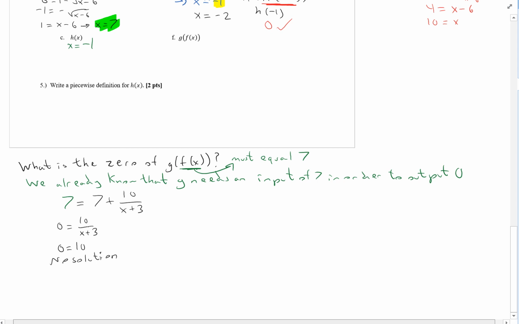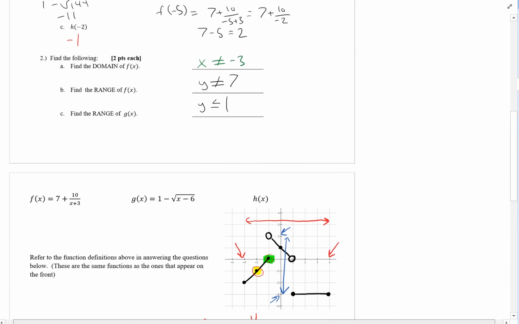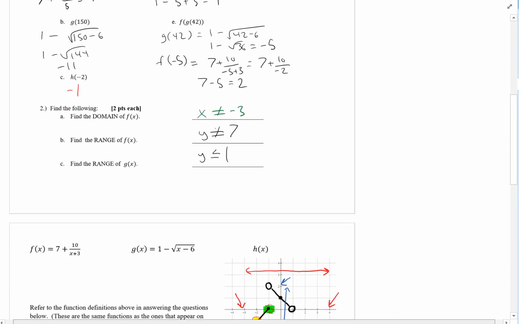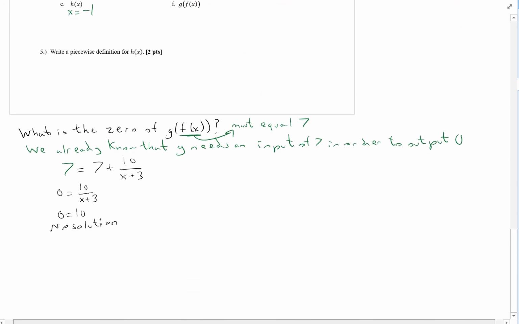This is somewhat complicated to explain, but let's think about it in terms of this. The 0 of g is 7. So the 0 of g of f of x is going to force f of x to equal 7. But we already remember when we said, what is the range of f of x? It is never going to output 7. So that is why it makes sense that there is no solution to this. F of x can never be 7. So there is no 0 of g of f of x.